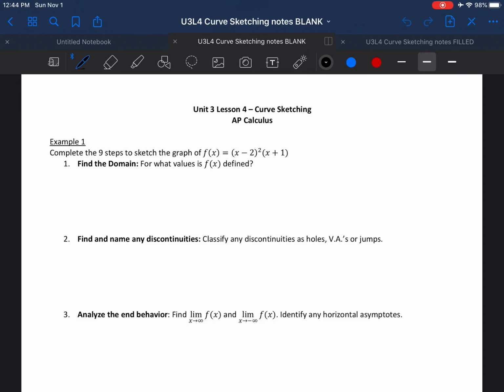Okay, this video is going to go through Unit 3, Lesson 4 of AP Calculus AB. This is curve sketching. So we're going to use what we've learned in the first 3 lessons, taking first and second derivatives, and applying that to sketching a pretty accurate curve without a calculator and getting all the important information in that graph. Okay?